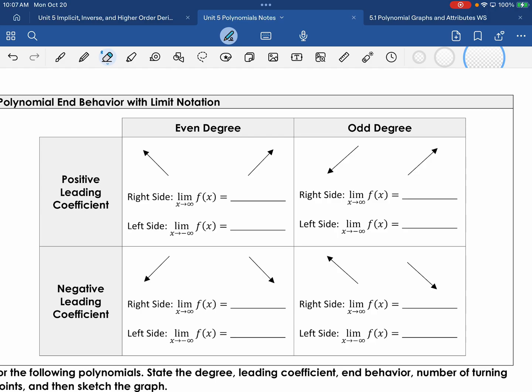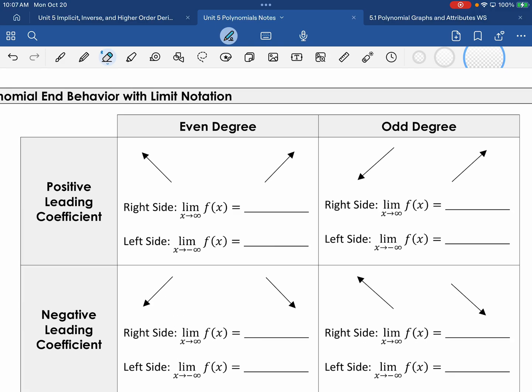Some people are asking, do I have to write the lim? Yes, you do. Do you have to write the f of x? Yes, you do. Do you have to have your equal sign in the correct spot? Yes, you do. It has to look like that. Otherwise, it's not making mathematical sense.